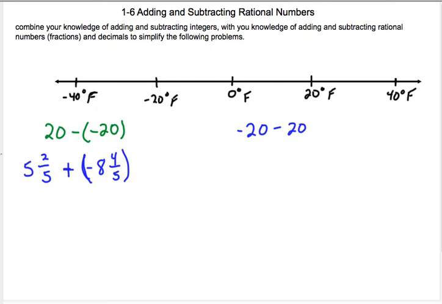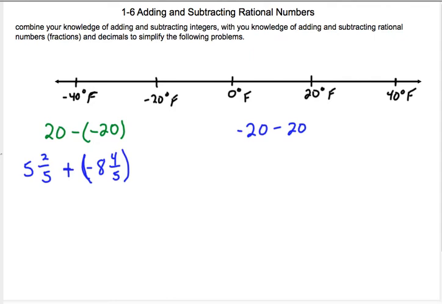Hello, in this video we're going to be adding and subtracting rational numbers. If you remember from the past, rational numbers usually means fractions. However, in this case we're going to be dealing with fractions that are positive and negative, mixed numbers, as well as decimals. So a rational number really can mean any of those things, except normally when a math book says it, it's talking about fractions.